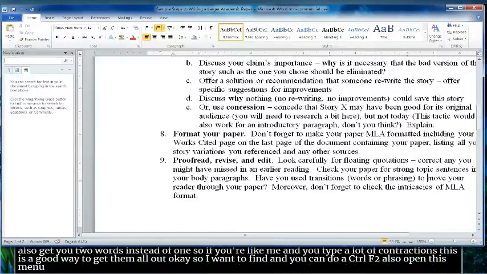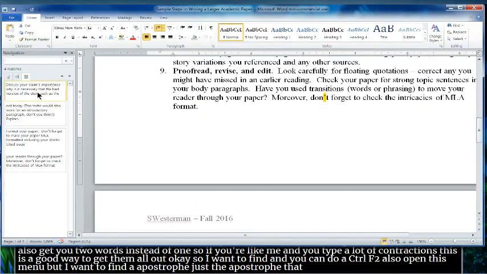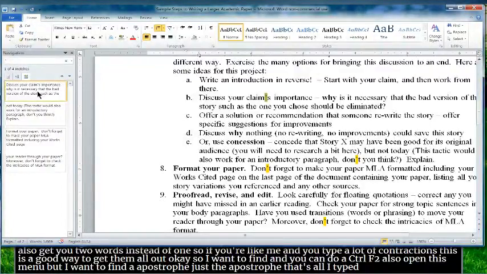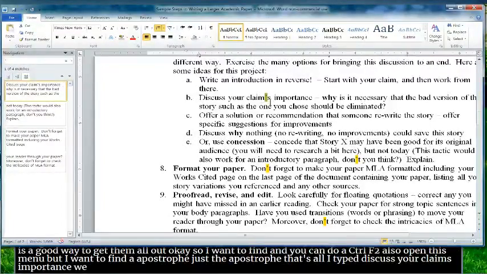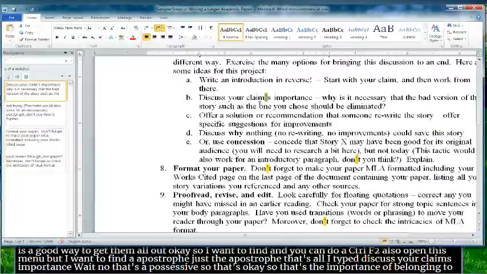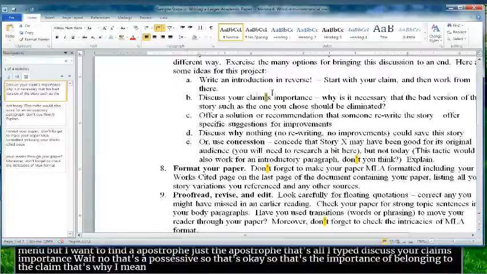Okay. So I want to find, and you can do a Control F to also open this menu, but I want to find an apostrophe, just the apostrophe. That's all I typed. Discuss your claim's importance. Wait, nope. That's a possessive. So that's okay. So that's the importance belonging to the claim. That's what it means. If you can read it that way and it sort of makes sense, then it works.